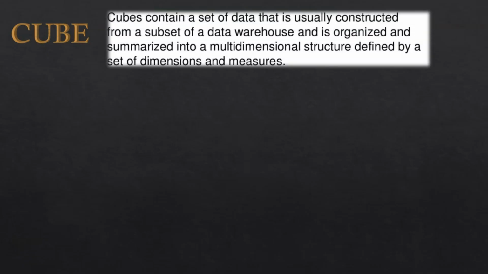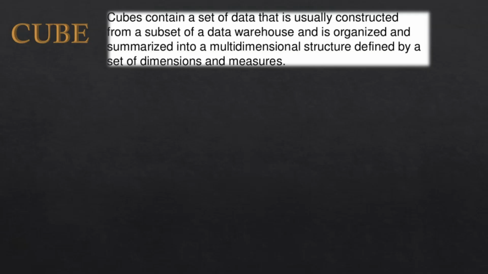Another component in data warehousing is the cube. What is a cube? A cube basically contains a set of data that is usually constructed from a subset of a data warehouse and is organized and summarized into a multi-dimensional structure defined by a set of dimensions and measures.